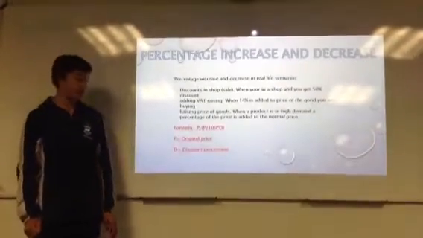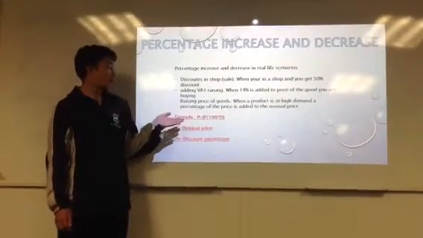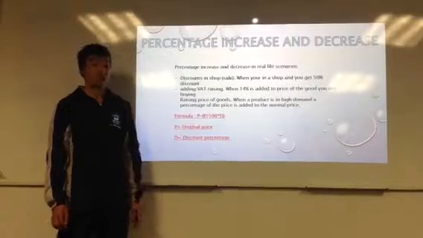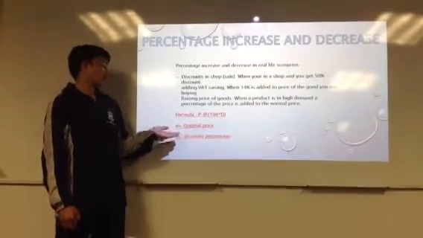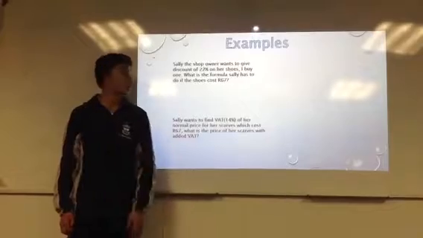The formula: P minus P divided by 100 times D. P is the original price and D is the discount percentage.